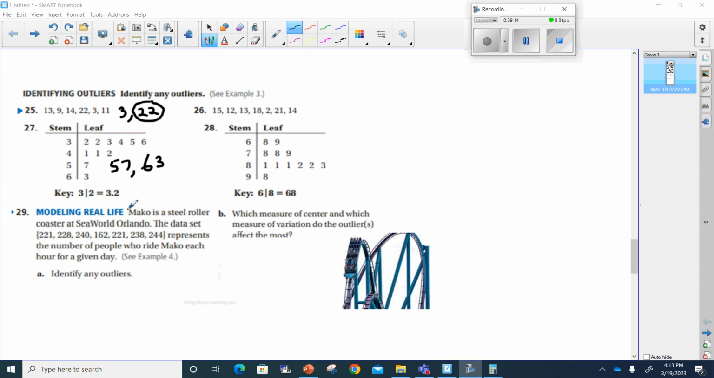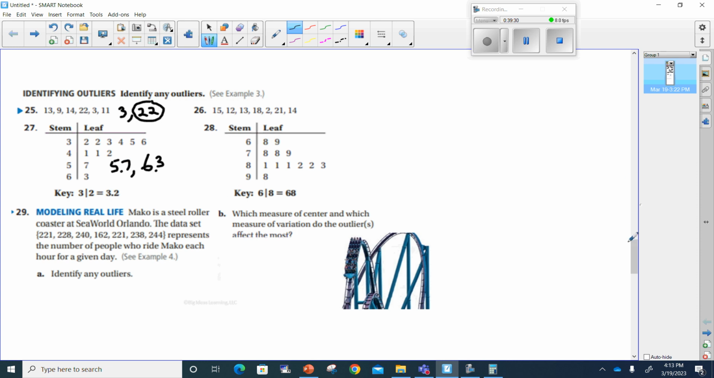And I did want to point out something. I noticed over here on the key it says 3 and then line 2, but it's 3.2, which means there's going to be a point in between each of these numbers. So it's really 5.7 and 6.3. These would be my outliers.